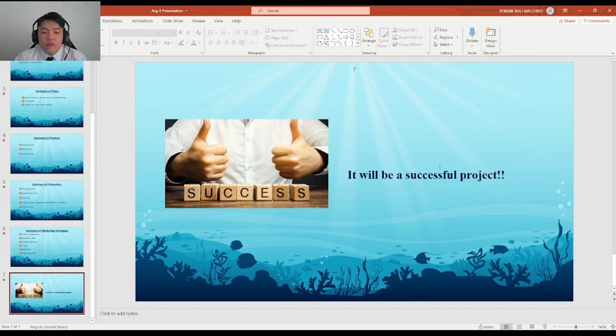So for the last slide, I think the project will be a success as the marine museum does not only attract visitors, which will increase the economy of the state, it will also help the local community.